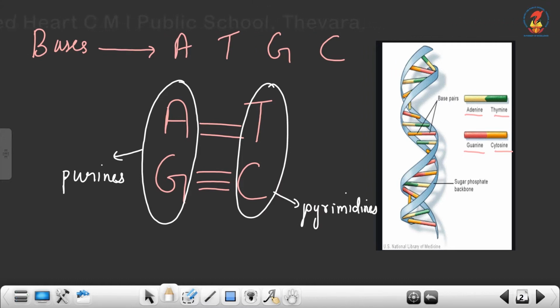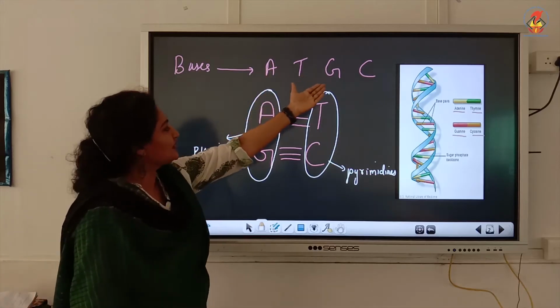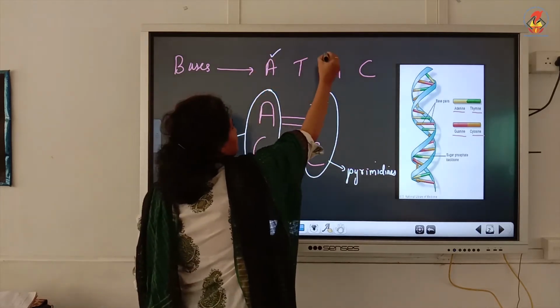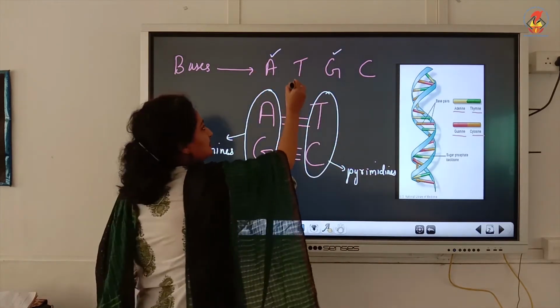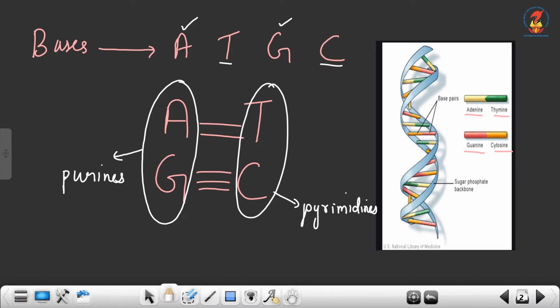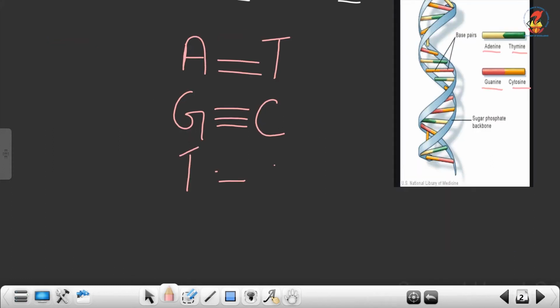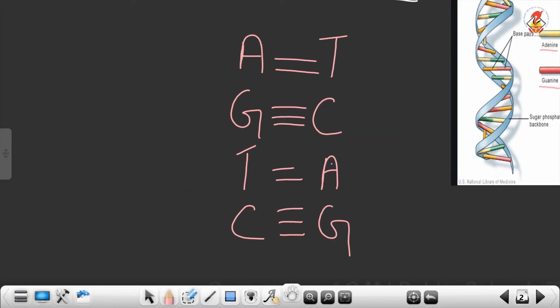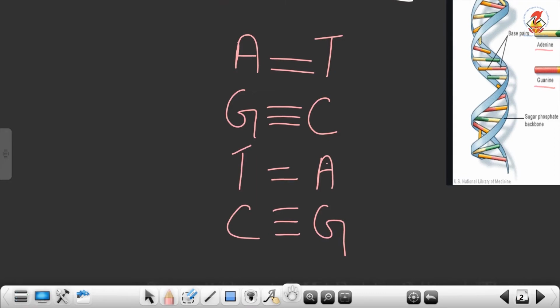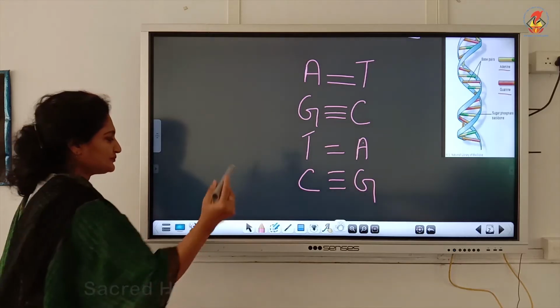This is very important to crack problems. If they ask you to find the percentage of purines and pyrimidines, you must know which are the purines and which are the pyrimidines. The purines are A and G, and the pyrimidines are T and C. So these terms are important to be learned for problems. I put all the 4 bases to construct the DNA.